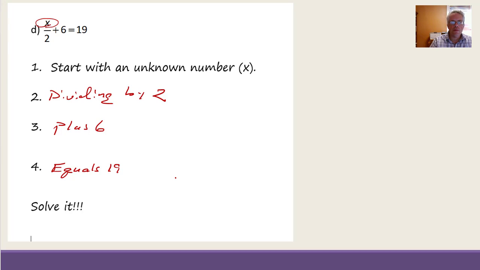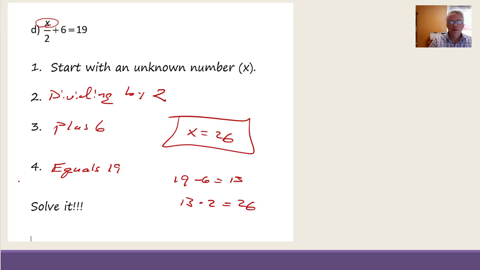Let's go backwards. 19, we're going to subtract 6. That's 13. Then, instead of dividing by 2, we're going to multiply by 2. So 13 times 2 is 26. That's the starting number. Okay, that's interpreting an equation.